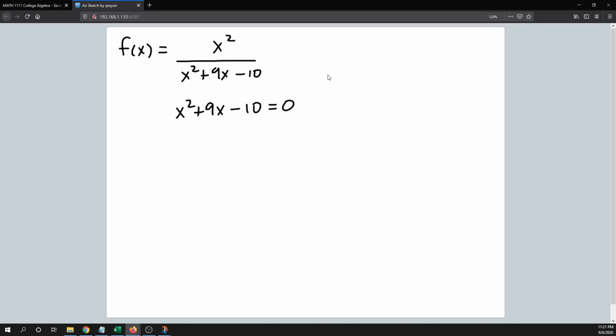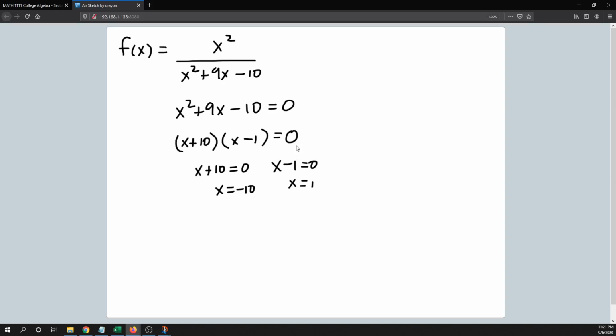All right, that is a quadratic equation. I can factor it. I would need two numbers that multiply to give me negative 10 and that add up to give me 9. So that would be a positive 10 and a negative 1. Okay, so I have 0 on the right side, the left side is completely factored. Then I would set each of those factors equal to 0 and solve those out. So I get x equals 1. Over here I get x equals negative 10.